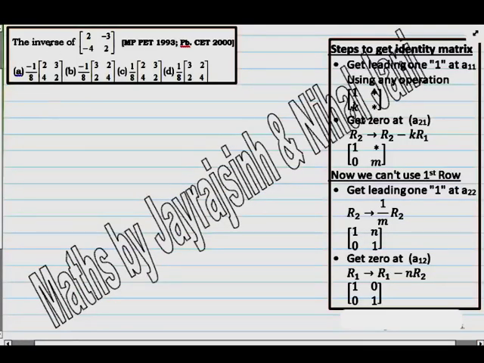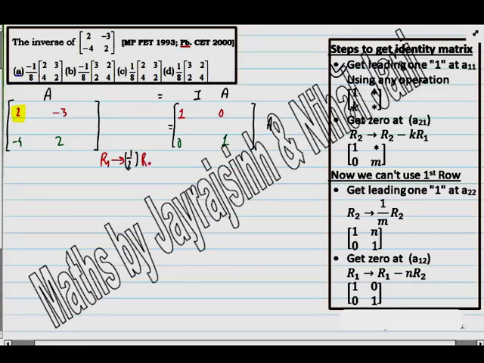In this question, we have to find inverse of matrix minus 3, minus 4, 2. For that, first of all, we have to write the form of A is equal to IA. Then start to get reduced row echelon form on the left side. For that, our first step is to get leading one at A11. And here you can see the only option is to take 2 common from the first row. So let's take the operation R1 gives 1 by 2 R1.